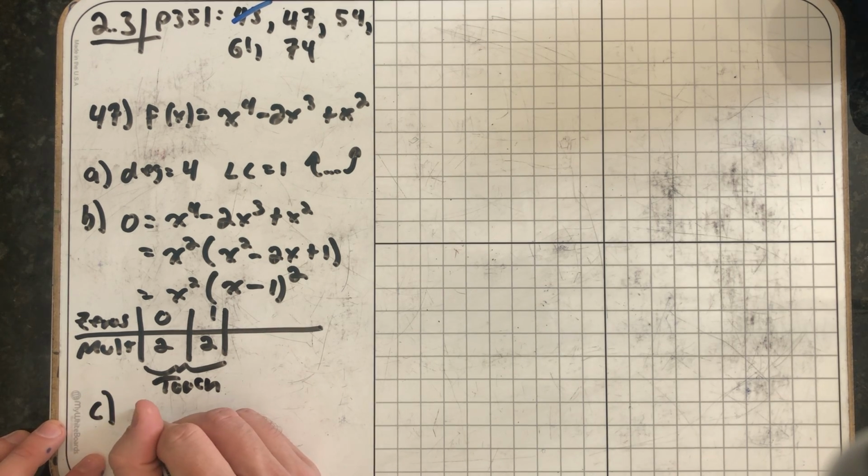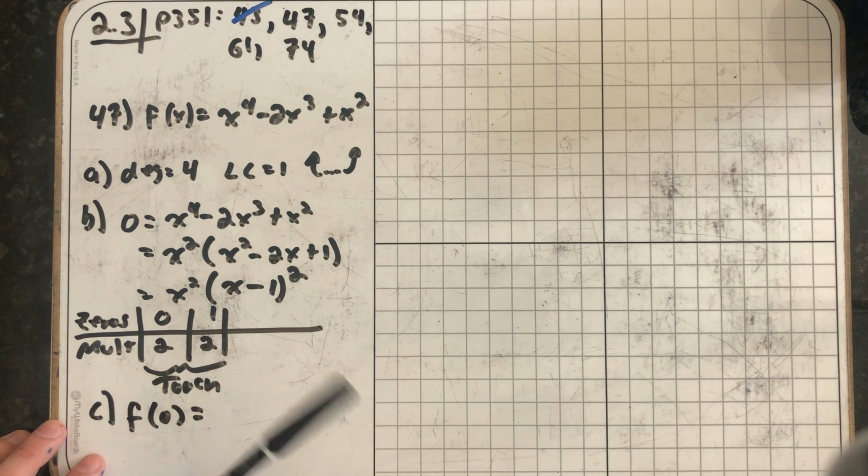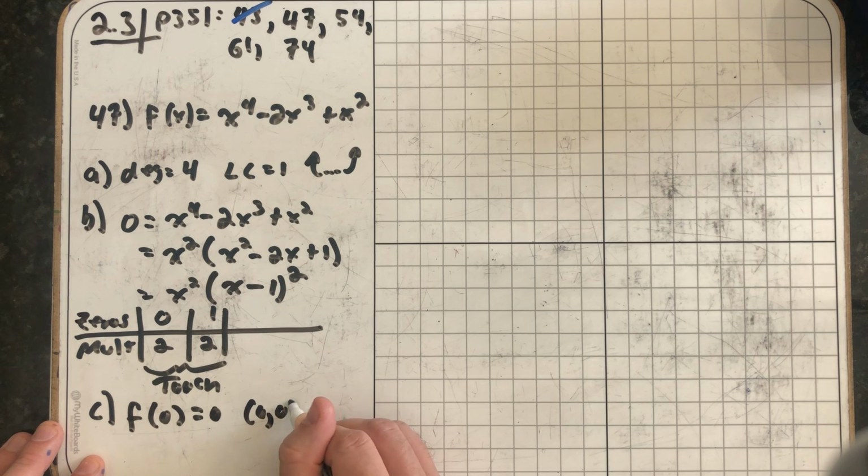Part C asks me to find a y-intercept, which we already have. 0, 0 is one of my x-intercepts, and again, that's the only point that can be both. So there's a nice, happy y-intercept.